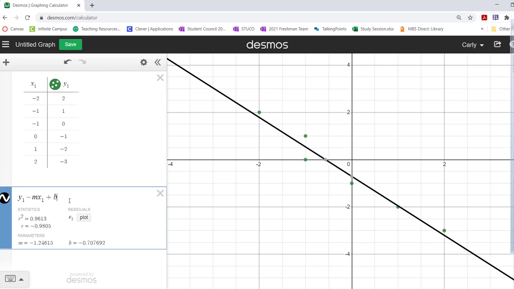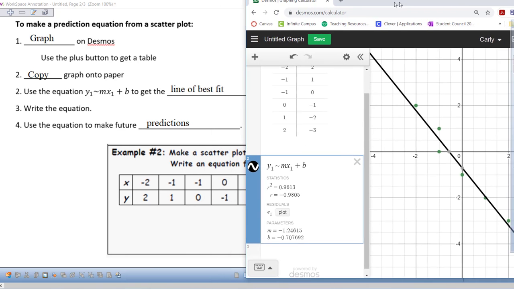It gives us some information down here. What we want to look at is the M and the B. Those are familiar to us, the slope and the y-intercept. From those two, we can write our equation, y equals mx plus b. It gives us a lot of decimals. We don't need to put all of those decimals. Usually we'll just say round to 1 decimal, the tenths place. If you want to put 2, that would certainly be fine.